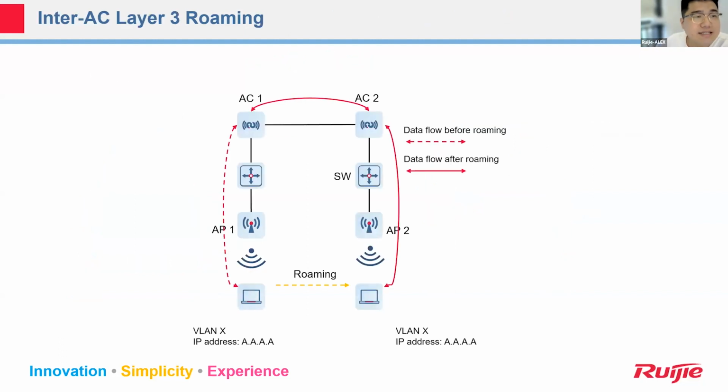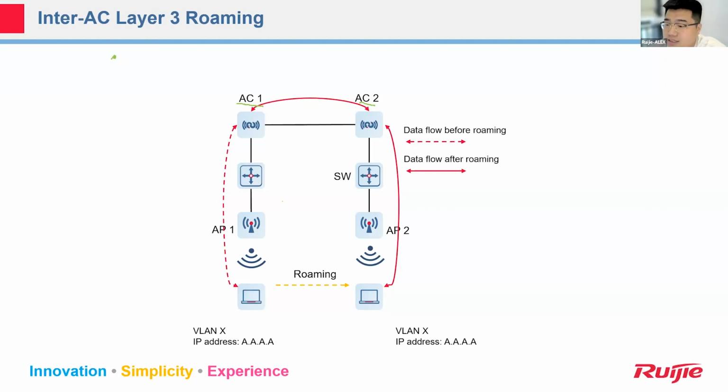While next is the inter-AC roaming. Inter-AC roaming means that we have two ACs, right? Let's see, we have two ACs, AC1 and AC2, and AP1 is associated with AC1, AP2 is associated with AC2, and let's see how the traffic is forwarded. This is an inter-AC roaming.